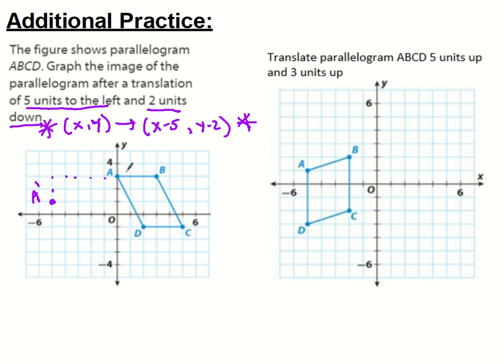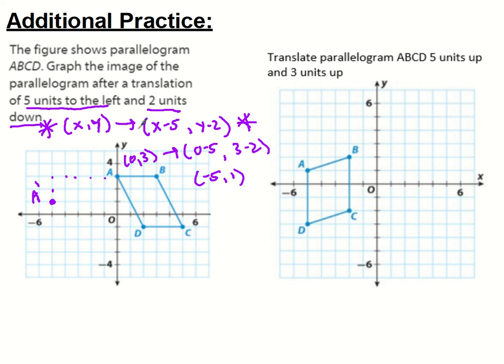So let's look at why that is. This original A, the x value is 0, the y value is 3. I went 5 to the left and 2 down. If I take my x value and subtract 5, and take the y value, 3, and subtract 2, it should give me my new point, which should be at -5, 1. And that's where it is from our counting.